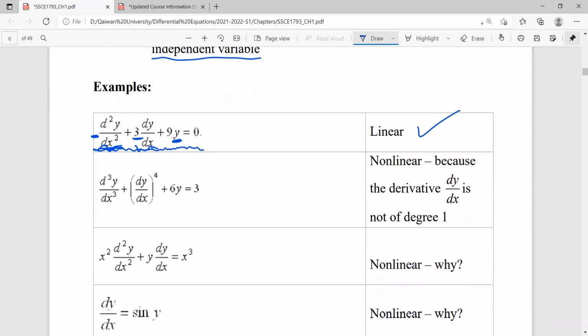For the second one, as you see here, the degree of this derivative is not 1. It's 4. That means it's nonlinear. It is nonlinear because we have a derivative whose degree is not 1.